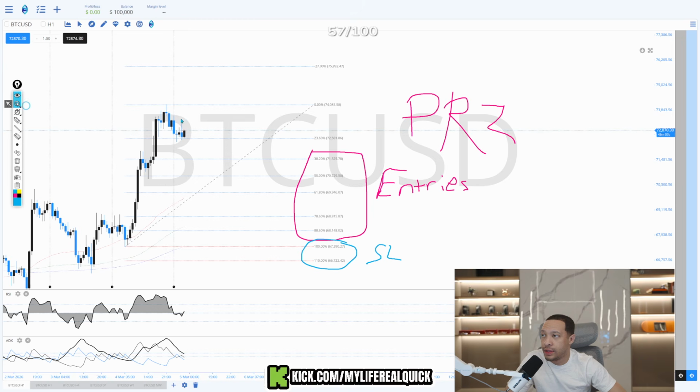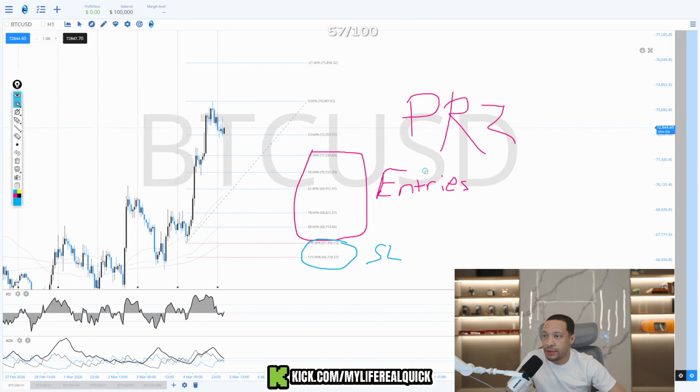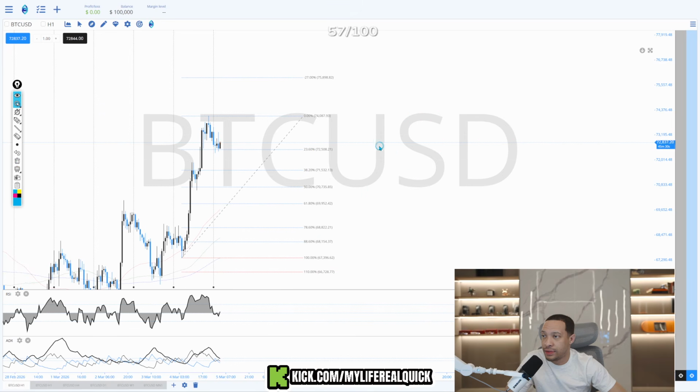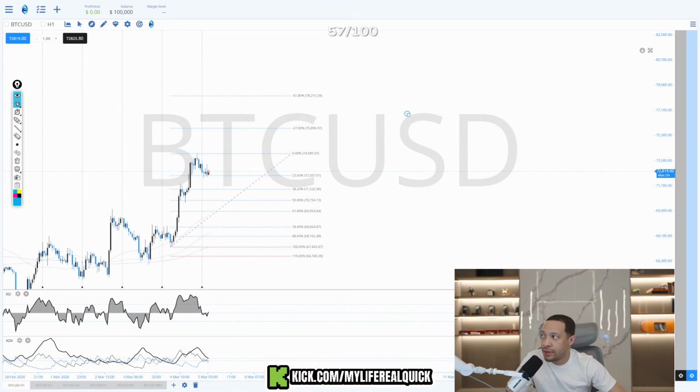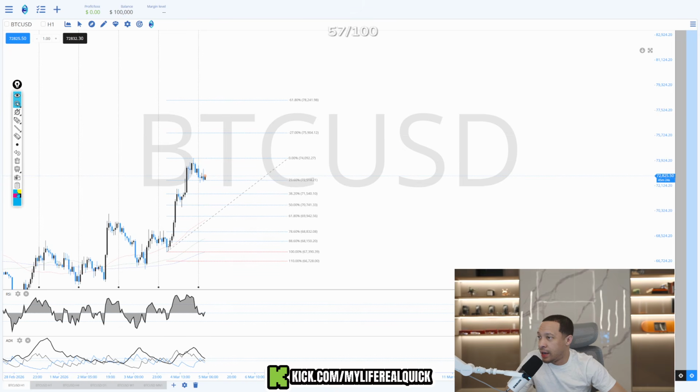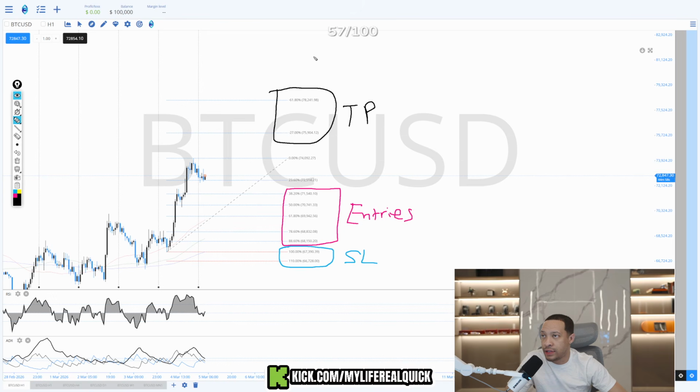I have to redo my drawing. Where teaching goes wrong. All right. Let's do that again. I have these right here for my entries. I have these right here for my stop losses. And I have these right here for my take profits. There's another one that's up there, but I have to shrink everything. I'm just trying to teach out what I got going on.